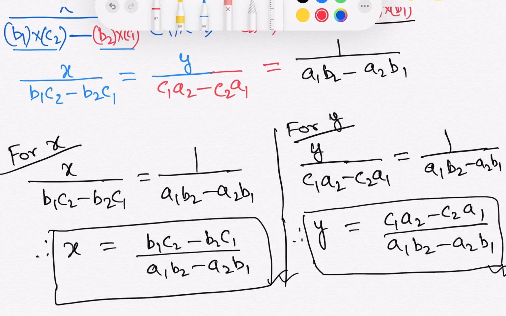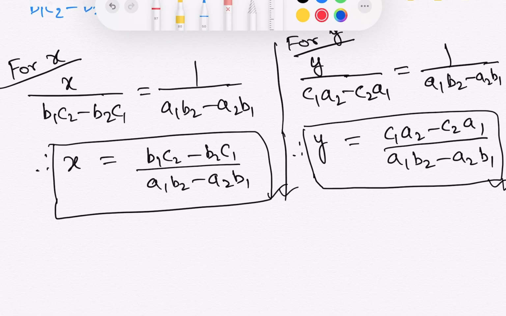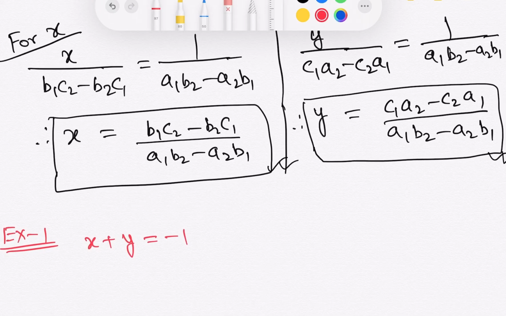So now I am showing you an example, so you can better understand. So now let's start here. Suppose example 1 I am showing you. Suppose the given two linear equations are, number 1: x plus y is equal to minus 1, and the second equation is 2x plus y is equal to 2. So these are the two linear equations. Now how to solve these two linear equations using the cross multiplication method. So now let's start here.